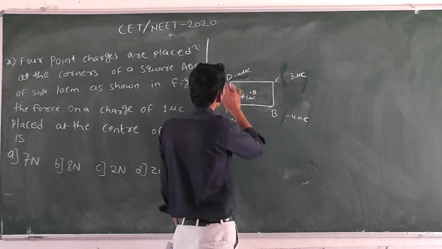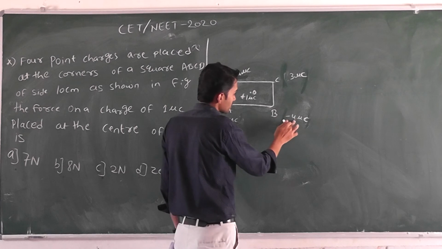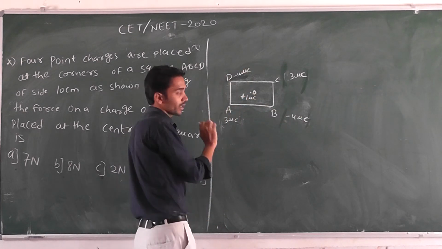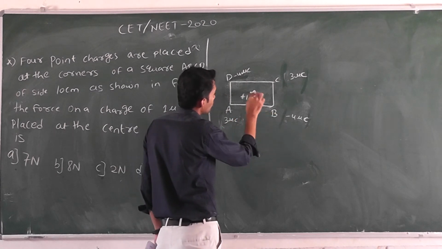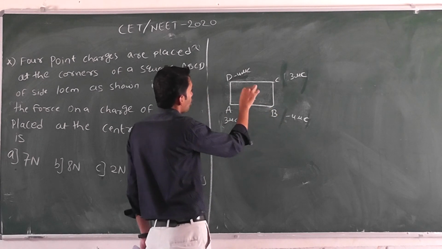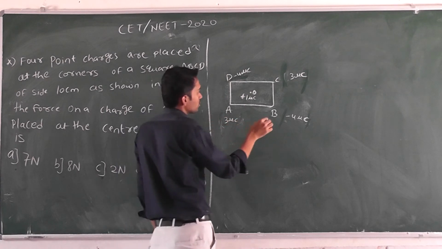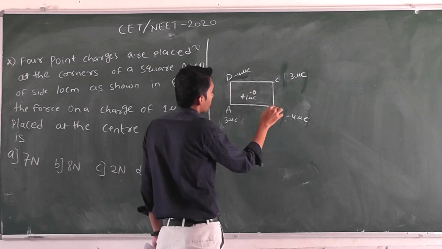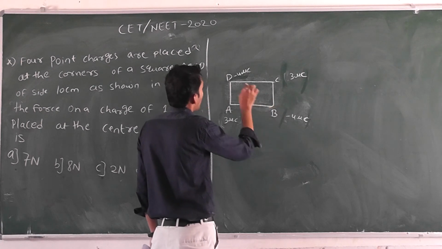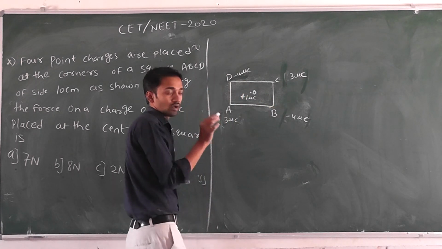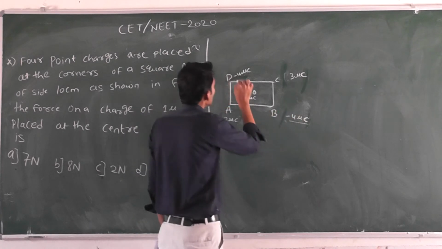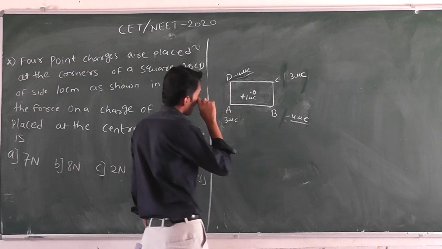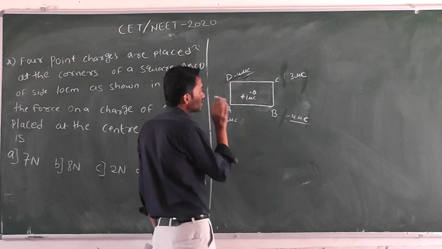Next, point B and point D. Point B is a negative charge, minus 4 microcoulomb, against plus 1 microcoulomb. Point D is also minus 4 microcoulomb. So O and B attract, and O and D attract. These OB and OD are attractive forces: B attracts O, and D also attracts O. Both charges have the same magnitude, so the net force applied on point O is 0.